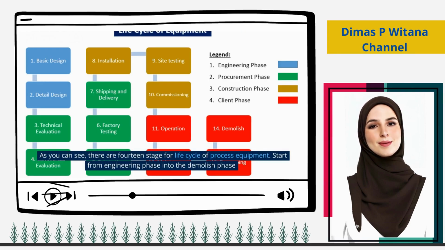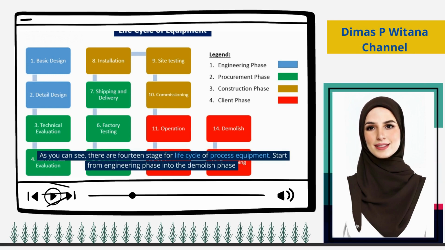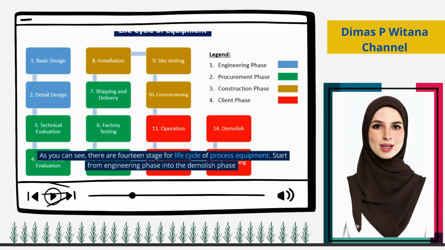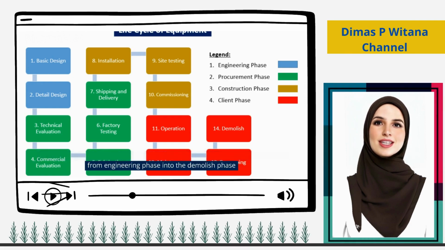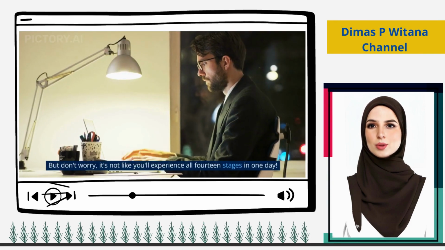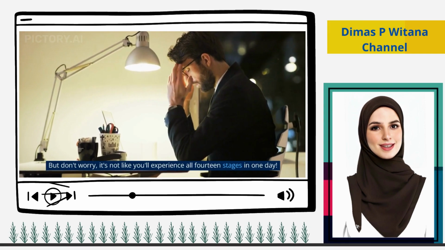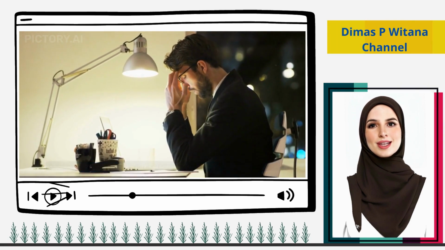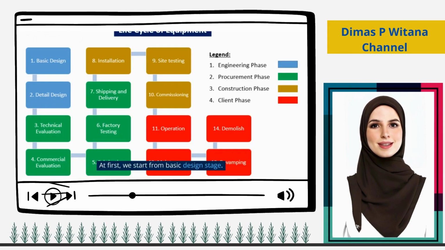As you can see, there are 14 stages for the life cycle of process equipment, starting from the engineering phase to the demolish phase. But don't worry, it's not like you'll experience all 14 stages in one day. At first, we start from the basic design stage.